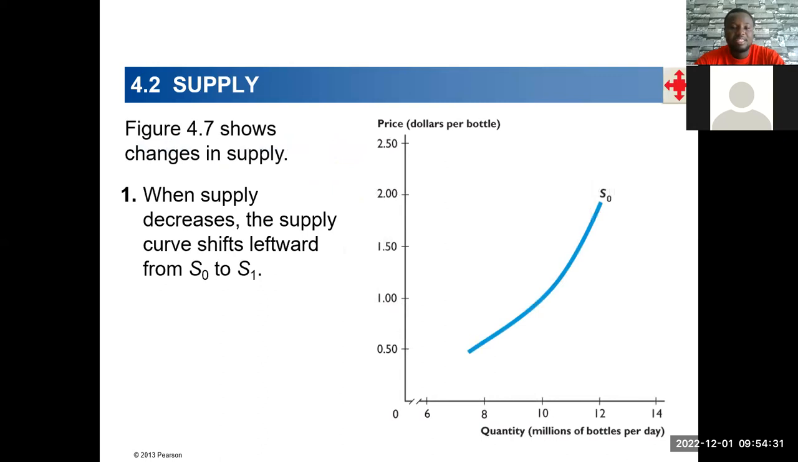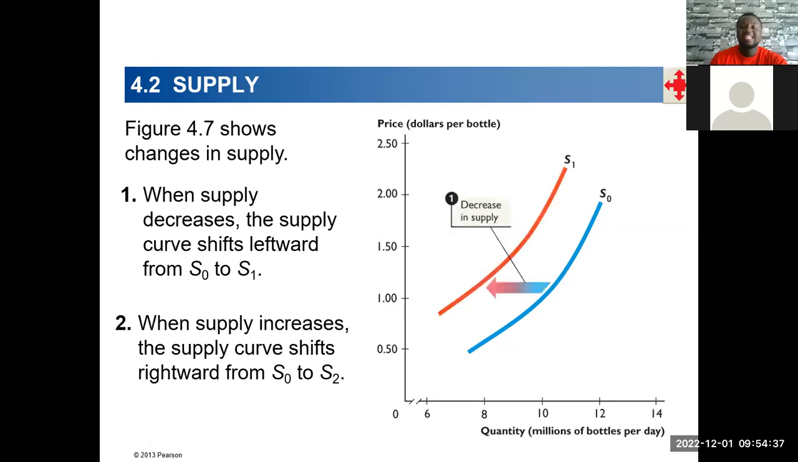So let's look at this. Initially, this is the supply curve. At the same price, which hasn't changed, the sellers wish to reduce the quantity that they offer for sale. So the supply curve will shift leftwards, from S0 to S1. This is what we call a decrease in supply. And then for an increase, at the same price, they wish to what? Sell more. They want to sell more. So the supply curve shifts to the right. Is that okay? It shifts to the right.